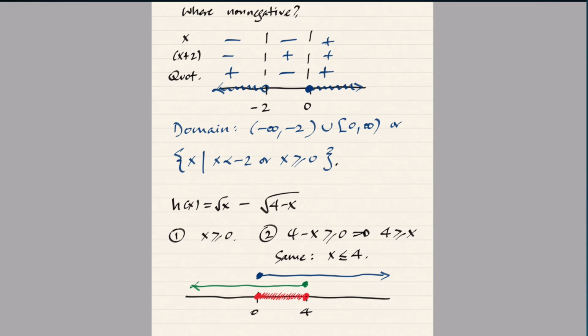And so in interval notation, the domain for this function would be the interval from 0 to 4 with square brackets on both ends. A little bit sloppy down there, sorry about that.